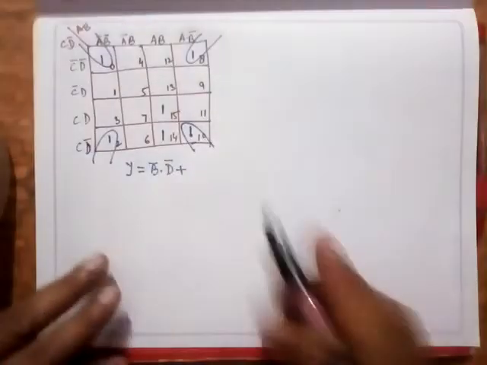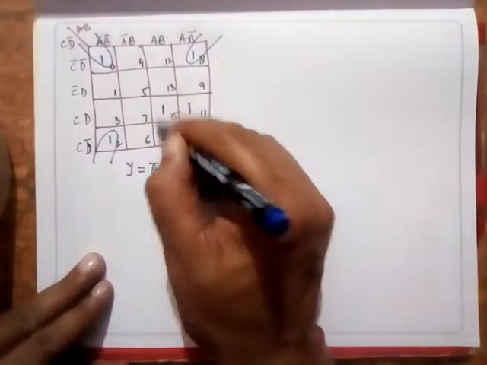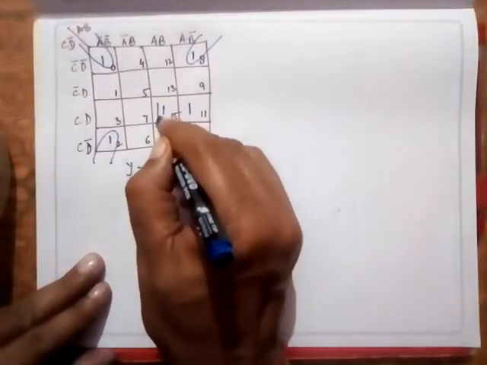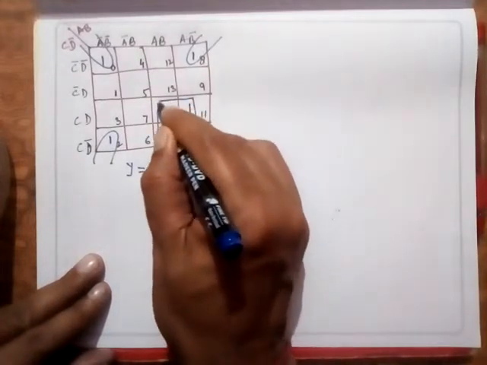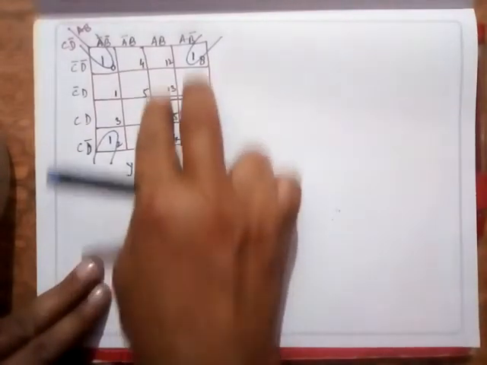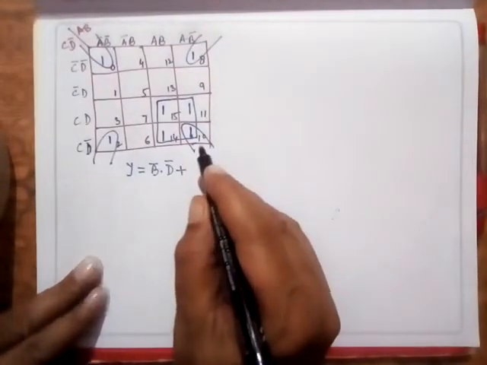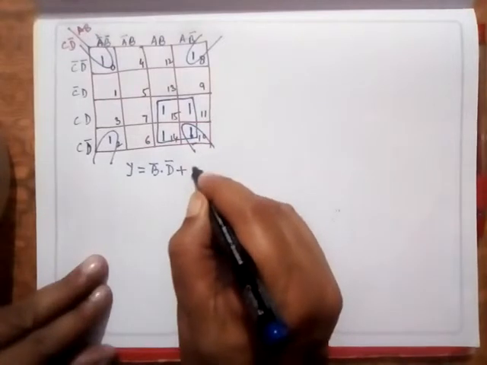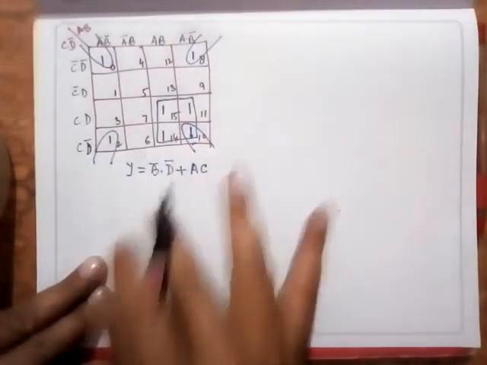So let's take one here also, so that I get one more quad. Otherwise I would have got a pair only. So this is another quad which I obtain. And the expression for this quad will be: from this side it is A and from this side it is C. So plus AC. I hope this is clear.